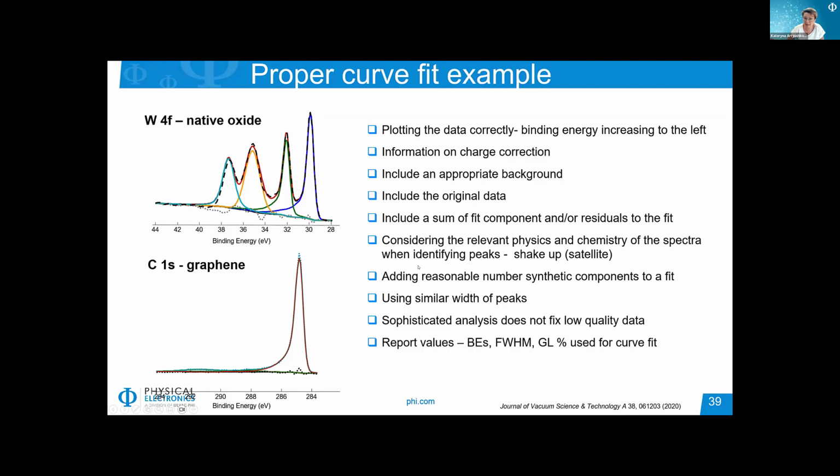The goal is not to mathematically fit the spectrum. We need to really derive based on chemical and physical processes. You need to add a reasonable number of components and use similar widths of peaks, as all of this information is now well accessible in databases. And something that we should remember is that sophisticated analysis does not fix low quality data. And all of the parameters that you use in the curve fit, binding energies, full width half maximum, the Gaussian-Lorentzian shape, have to be reported in your paper.